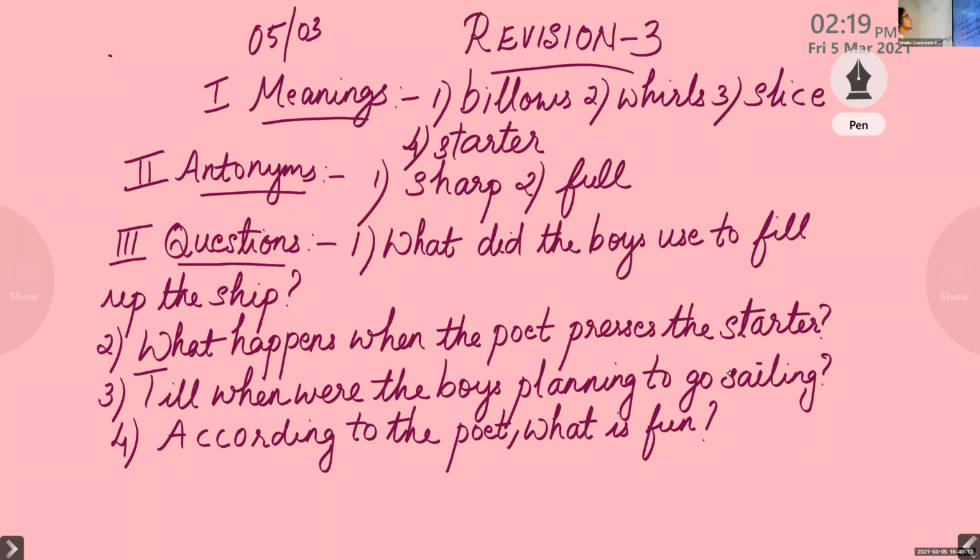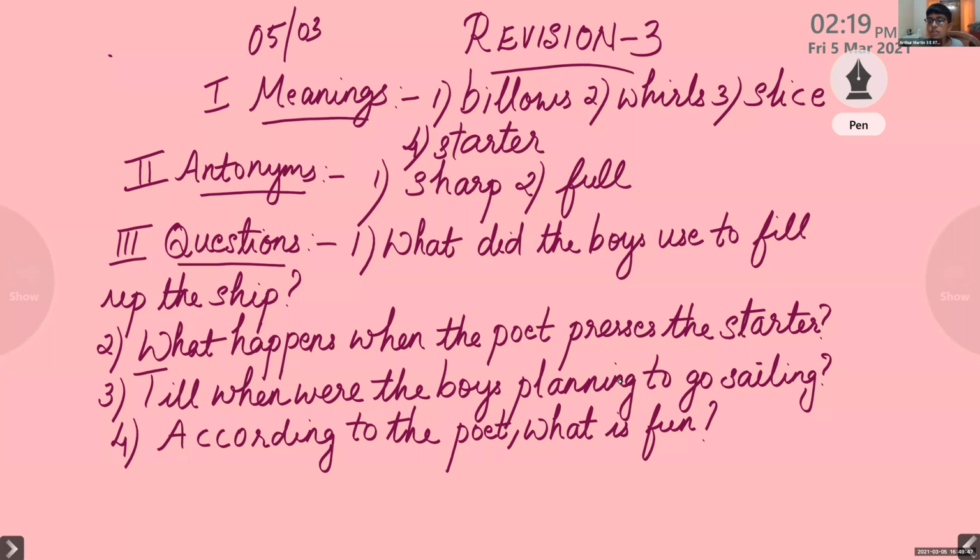Okay, let's discuss the answers. What is the meaning of the word billows? I have unmuted you. Large waves. Very good. Whirls. Turns around fast. And what is the meaning of slice? Piece. And what is a starter? A button used to start an engine. Antonym of the word sharp?